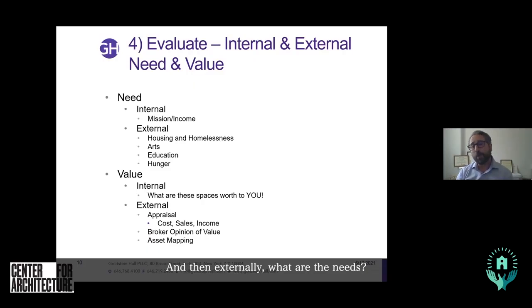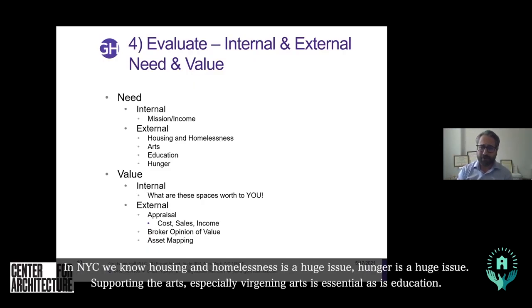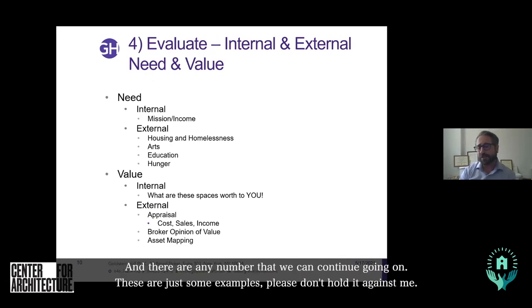And then externally, what are the needs? In New York City, we know housing and homelessness is a huge issue. Hunger is a huge issue. Supporting arts, especially burgeoning arts, is essential, as is education. And there are any number that we can continue going on. These are just some examples. Please don't hold it against me.